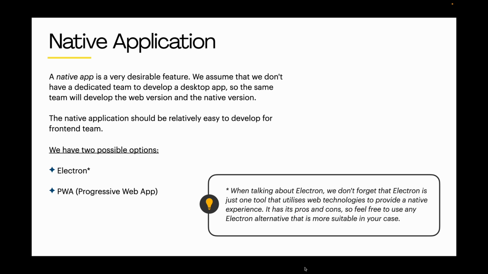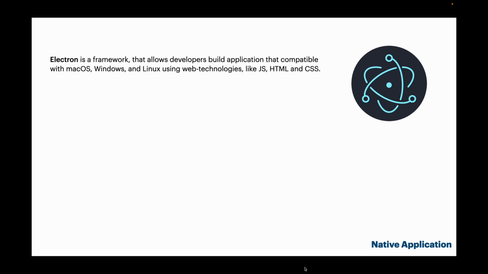When talking about Electron, we don't forget that Electron is just one tool that utilizes web technologies to provide a native experience. It has its pros and cons, so feel free to use any Electron alternative that is more suitable in your case. Electron is a framework that allows developers to build applications compatible with macOS, Windows, and Linux using web technologies like JS, HTML, and CSS.